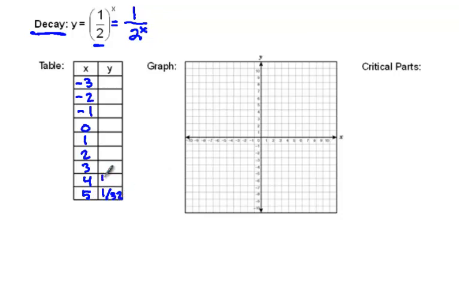The fourth will be 1 over 16. The third is 1 over 8. 2 is 1 over 4. 1 is 1 over 2. And then 0 is still 1 because it's still 1 divided by 1. And then -1 becomes 2. -2 becomes 4. And -3 becomes 8.